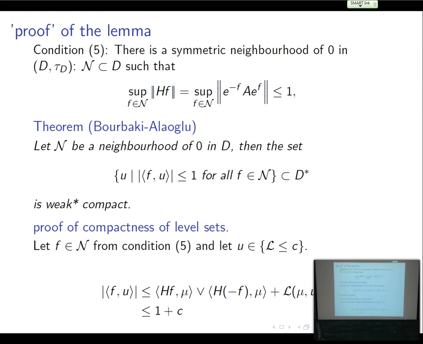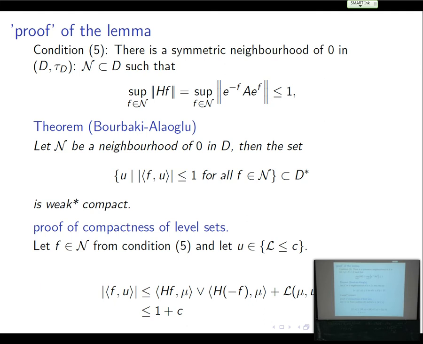If I then take the polar of this neighbourhood, which is defined by all the elements u in D star such that the pairing of f with u is bounded above by 1 for all f in this neighbourhood. So if you had a Banach space and took n to be the unit ball in the norm, then this is exactly the dual ball. And the Bourbaki-Alaoglu theorem says that also in this case, we get a weak star compact set.